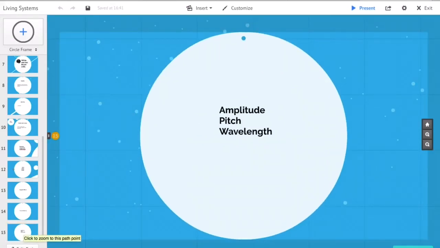All right, final one. Again, another three terms that are often put together in a question and you need to know the difference between these. Amplitude is change over a single period. Pitch is the property of sound that varies with the variation in the frequency of vibration, while wavelength is the distance over which the wave shape repeats.